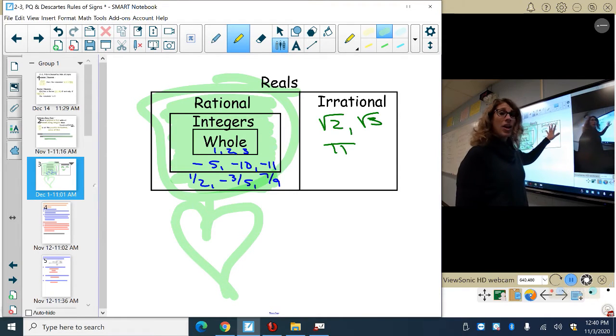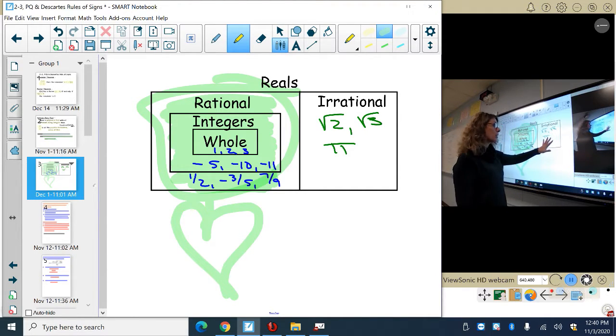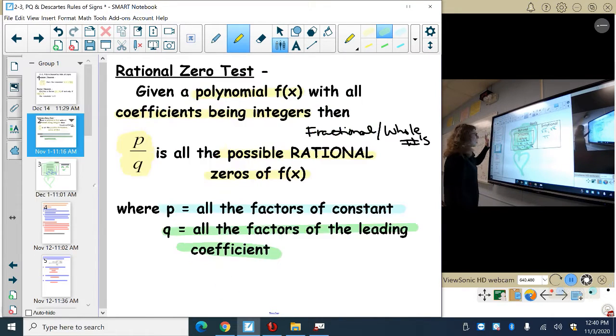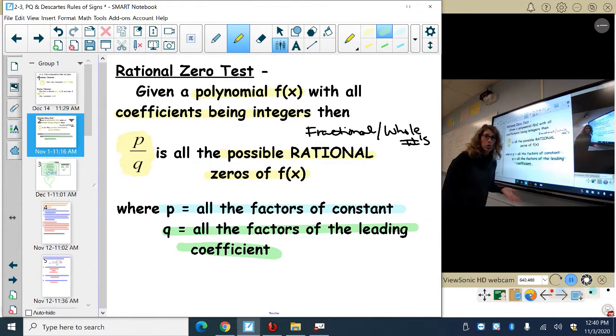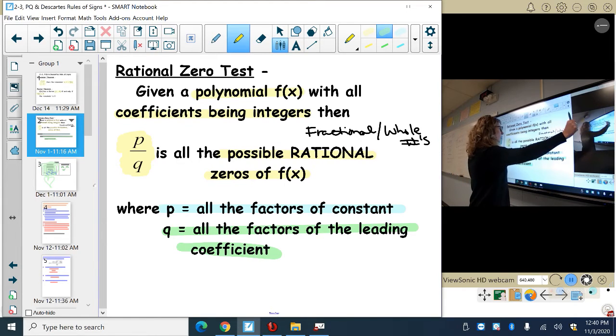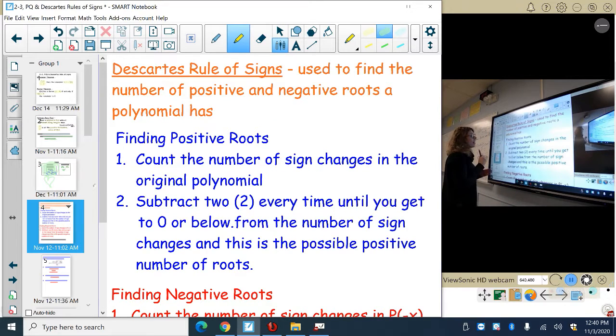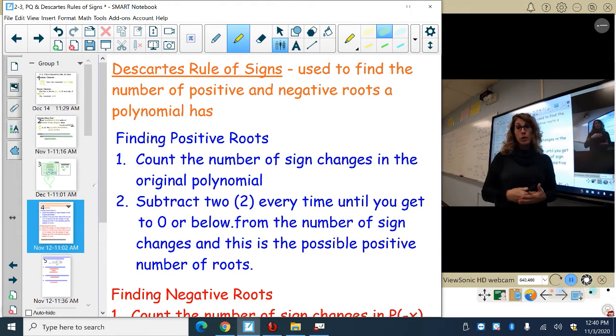What we don't like are our irrational numbers, because those are the numbers that just make our brain explode sometimes. So what our P over Q values do is they give us our list of all the possible rational numbers that could be solutions to our problem. Okay, that's what the rational numbers do. That's what the P over Q list does.